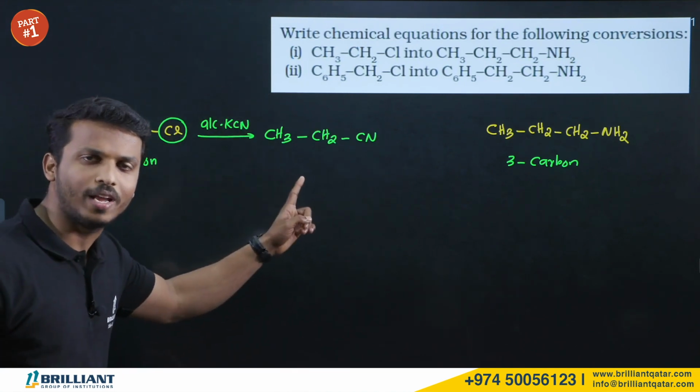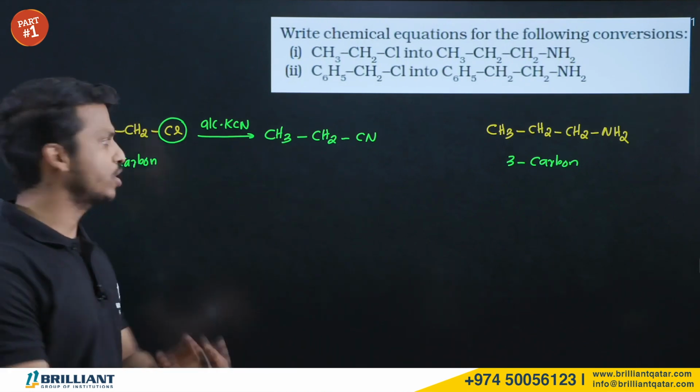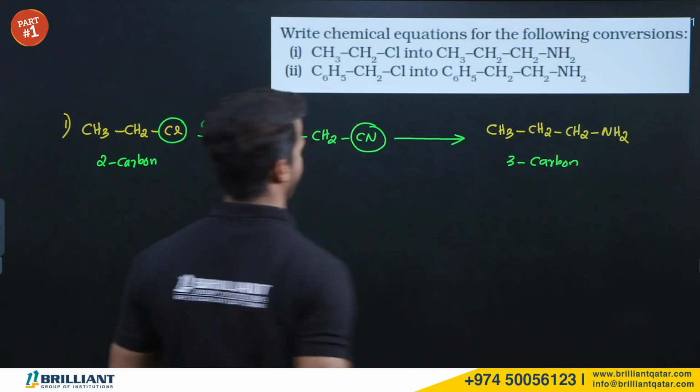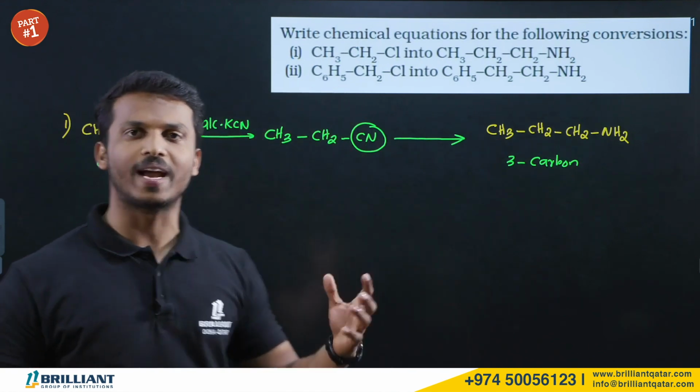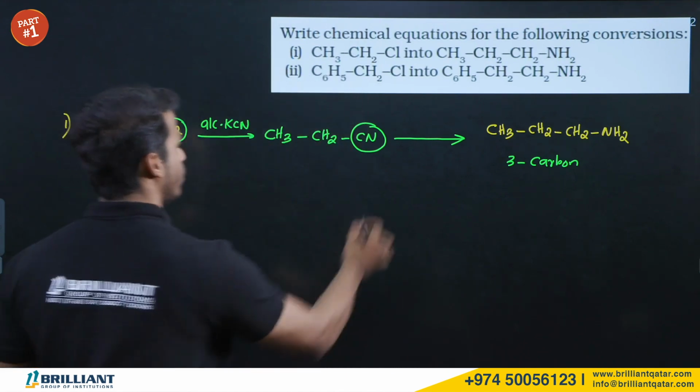Now, how many carbons are in this product? 1, 2, 3. Yes. Now the next purpose: how can we convert cyanide into amine? You may have studied how to convert cyanide into amine by reduction. What is the reducing agent we are using?